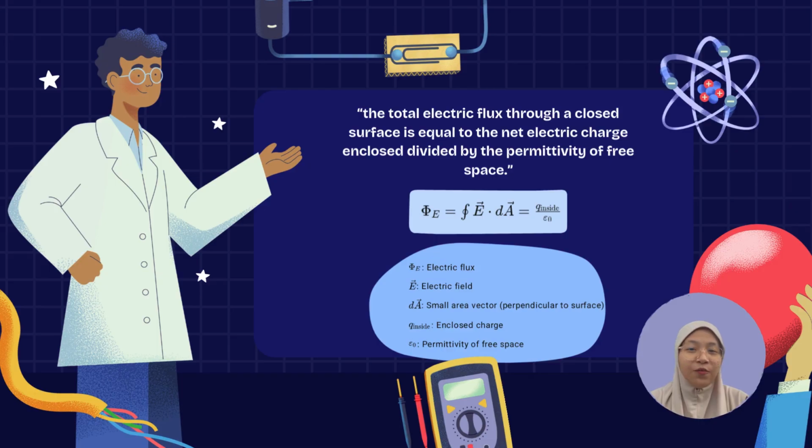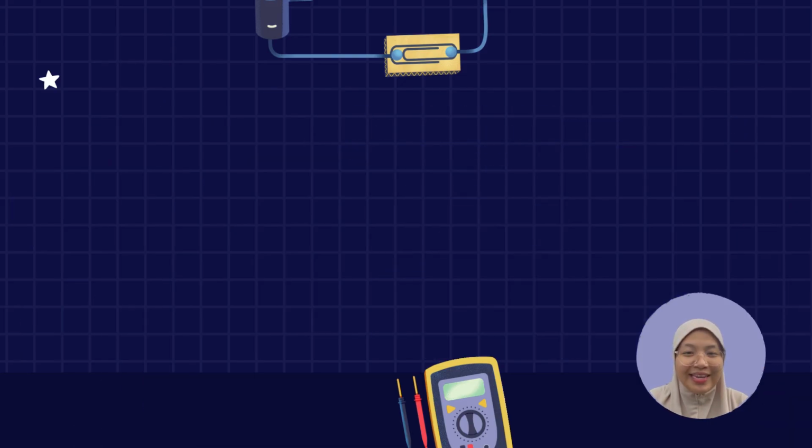Here, E is the electric field, dA is a small area element on the closed surface, and ε₀ is the permittivity of free space. This law is most powerful when used with symmetric charge distributions like spheres, cylinders, or flat planes, because it simplifies the math. Remember, Gauss's law only considers charges inside the surface, and it's a great shortcut for finding electric fields without needing to use Coulomb's law directly.